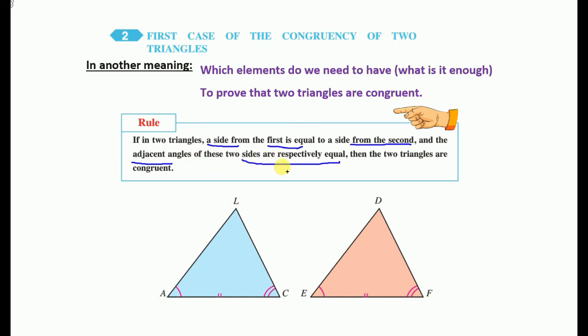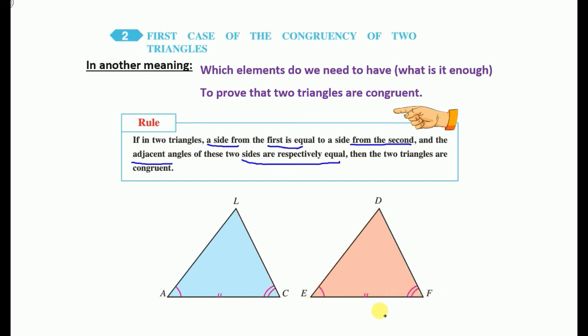Now let's see what are the angles that are adjacent to the side AC and the angles that are adjacent to the side EF. We know that the two angles adjacent to the side AC are of vertex A and of vertex C, and the two angles adjacent to the side EF are the angles of vertex E and of vertex F. And by looking at the codes, we notice that angle LAC is equal to angle DEF, and angle LCA is equal to angle DFE. And by looking at the rule, we know that all the needed elements are available here to prove that these two triangles are congruent. We have one side of the first, AC, equal to one side of the other triangle, EF, and the two adjacent angles to side AC are respectively equal to the two adjacent angles of the side EF.